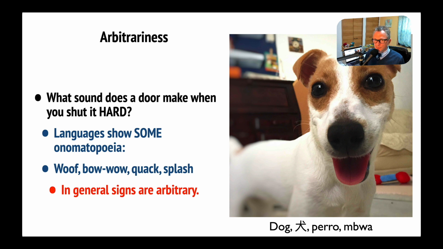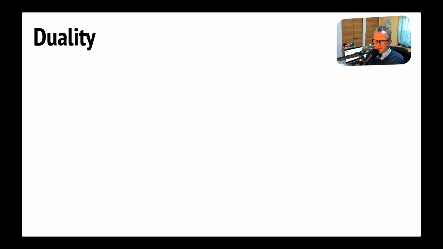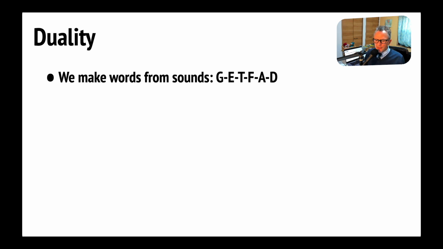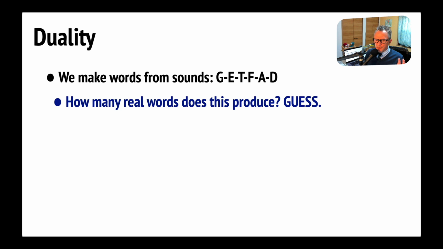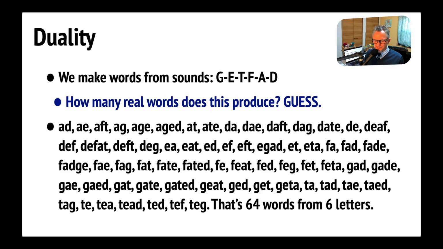So let's talk about our first design feature, which is duality, or in Japanese, nijusei. So we make words from sounds. For example, G-E-T-F-A-D. These are 6 sounds. So how many words can these 6 sounds produce? What do you think? How many words can get, fad produce? Actually, it's quite a bit. So that's 64 words from those 6 letters.